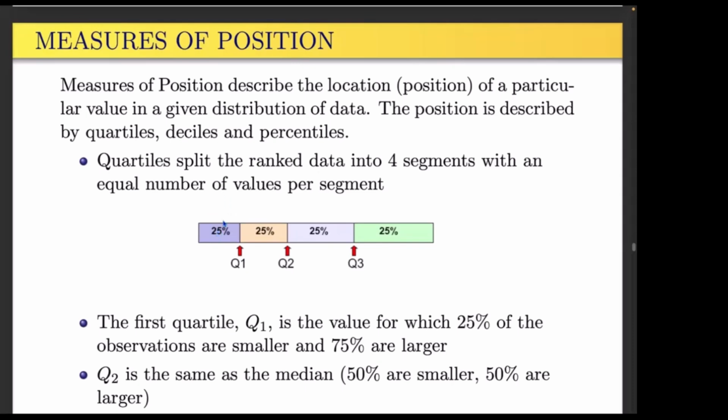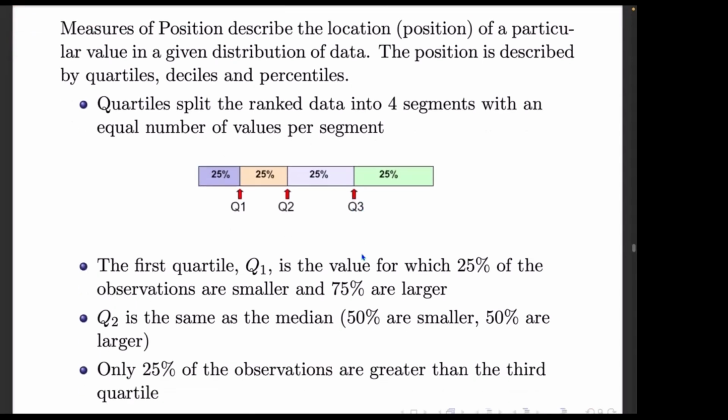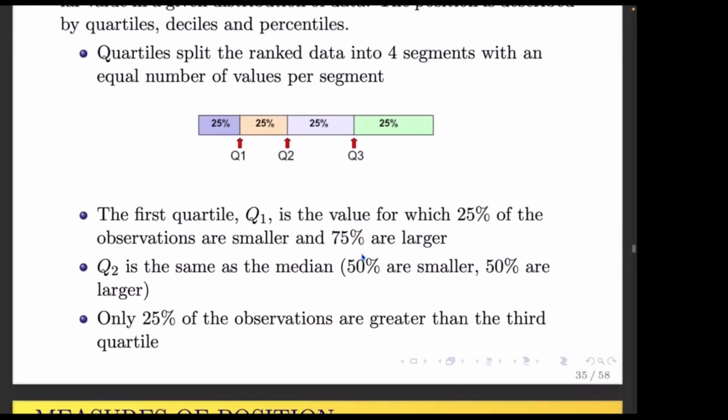So here we can see 25%, 25%, 25%, 25%. The first quartile is just 25%. When you add 25 to 25, you get what? 50. So the second quartile is 50%. When you add 25 to 25 to 25, you get what? 75. So the third quartile is 75. That is how we have the first quartile to be 25, the second to be 50, and the third to be 75.